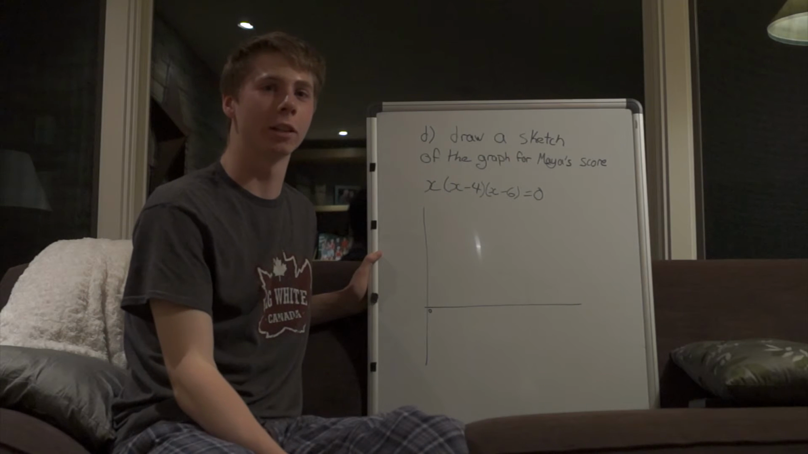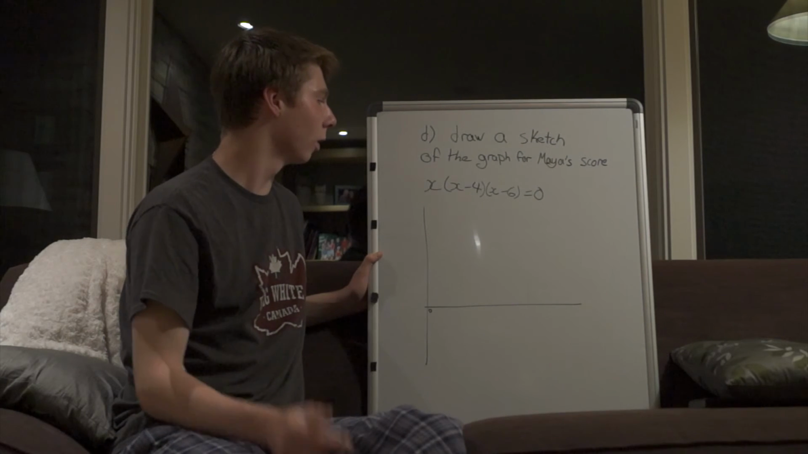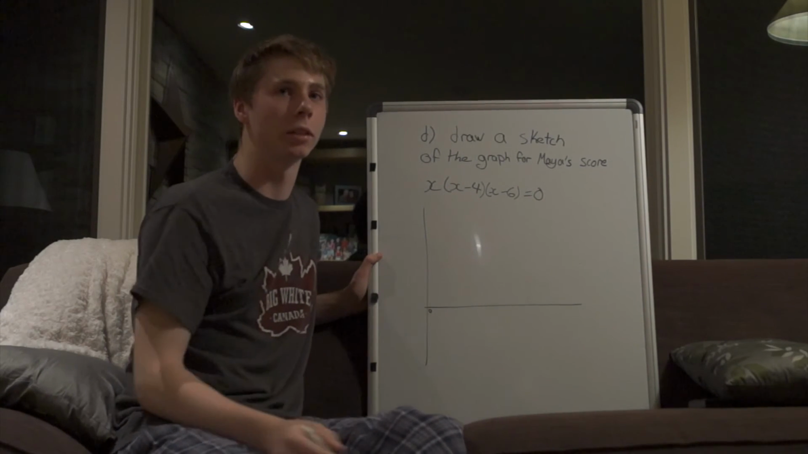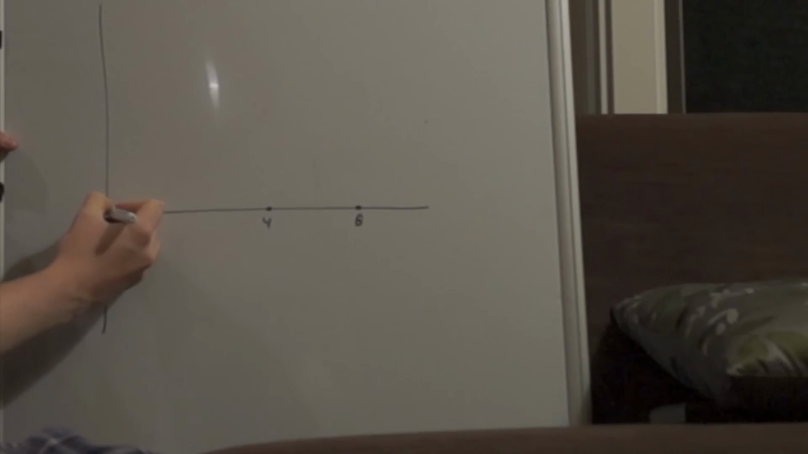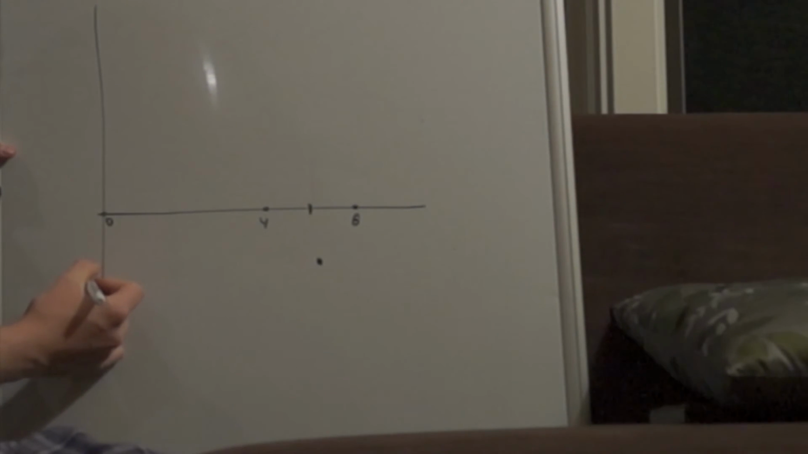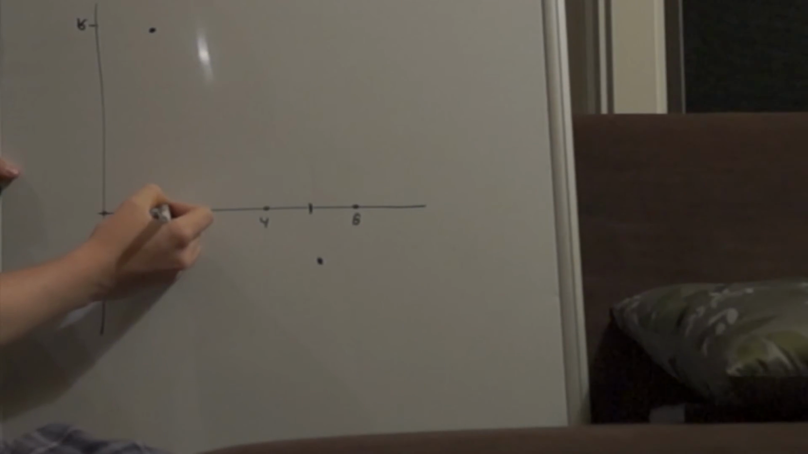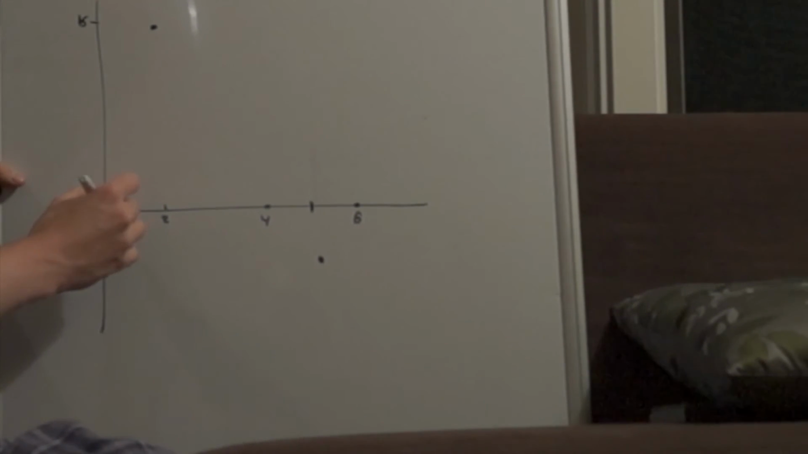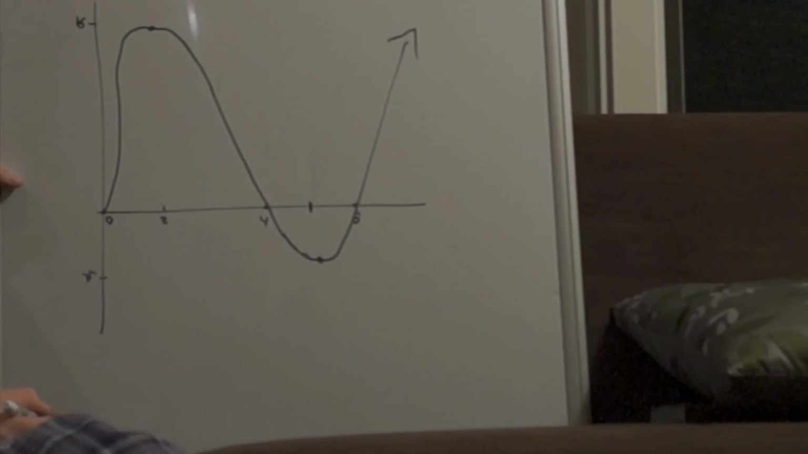Finally, part D of this question asks us to draw a sketch of the graph for Maya's score. If you recall, the equation for Maya's score is x times x minus 4 times x minus 6 is equal to 0. Therefore, her zeros will be at 4, 6, and 0. If you remember from part B, her score was negative 5 at around 5. From part C, we learned that her score was 16 at around 2. We can then connect these dots using a curved line, and that shows us a sketch of how her score will go throughout the game.